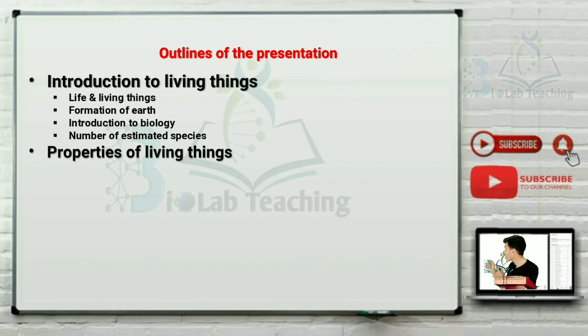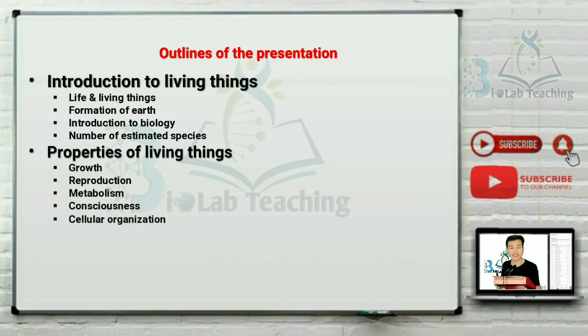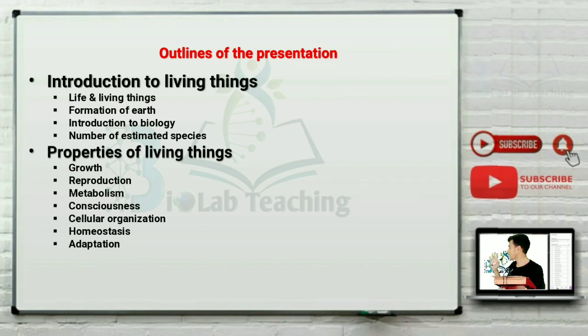We will discuss these things in this video. In the properties we have, first, growth; second, reproduction; third, metabolism; fourth, consciousness; fifth, cellular organization; then homeostasis; and then adaptation. These things we will discuss in this video.